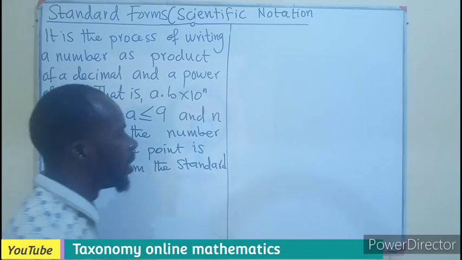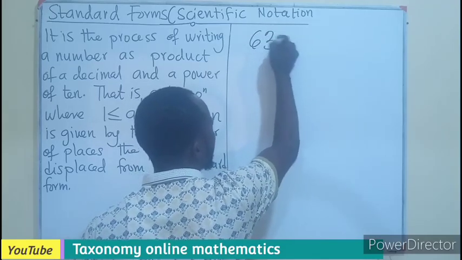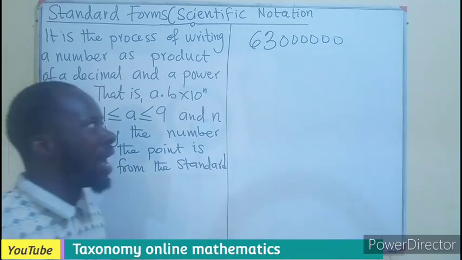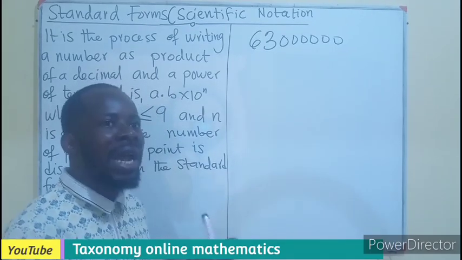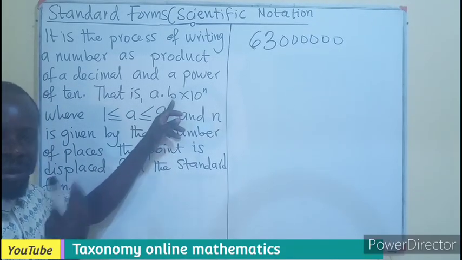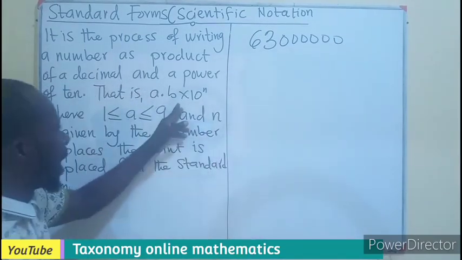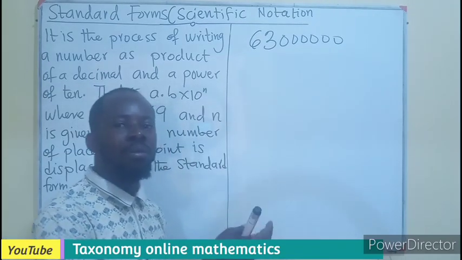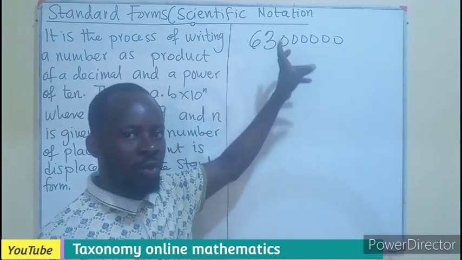For example, in chemistry we have big numbers, so we have something like this, and I want to write this in a very simple way that can be used in my calculation. Measurement in this form can be reduced in the form a point b, meaning the first number here will be 6 point any other number times 10 exponent n. The n is only telling us how many times we are moving the decimal point. There's no decimal point here, so we need to introduce one.